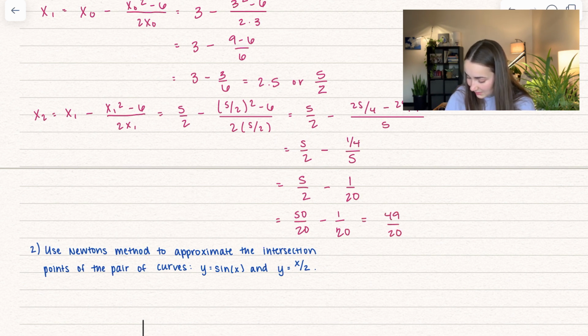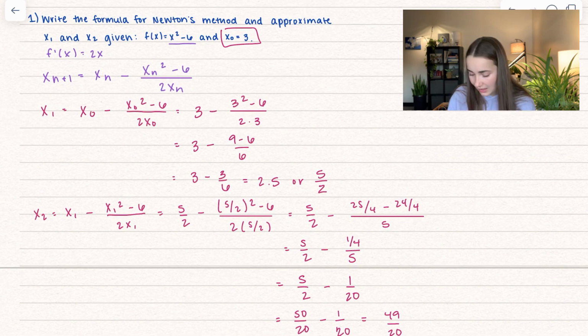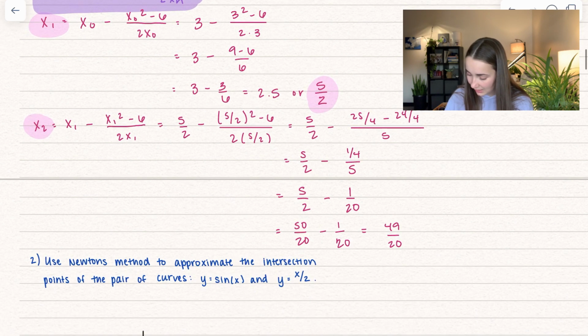So here what we did was we found the formula for Newton's method. And so here is our formula. So that answers the first part of the problem. And then the second part was we wanted to find x1, which was equal to 5 halves. And we also found x2, which was equal to 49/20.